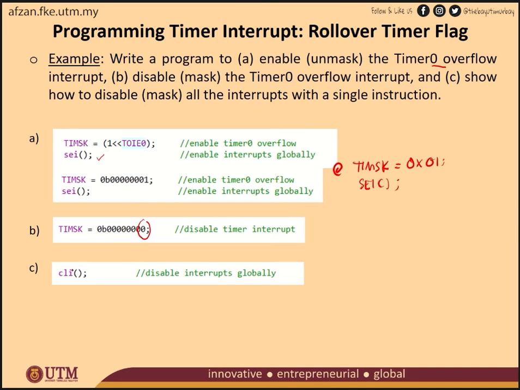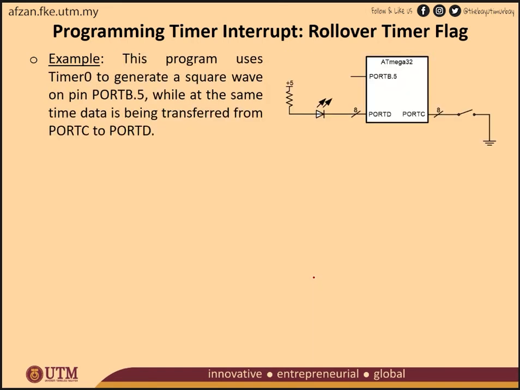You can use the CLI. CLI stands for clear I flag in your status register. Every time you put a CLI, it means the I flag inside your status register, this is your status register, the I flag here is always 0. So you disable the interrupt globally. All right, so let's look at this example here.